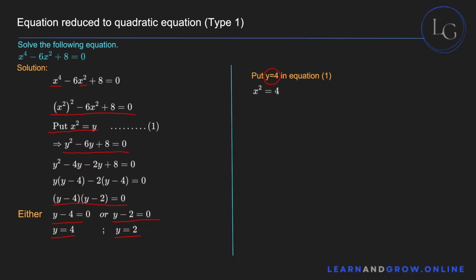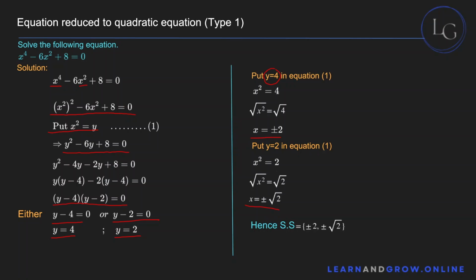So x squared is equal to 4. And now you get the values of x. x is equal to plus minus 2. And now you put y is equal to 2 in the same equation 1 to get x is equal to plus minus under root 2.